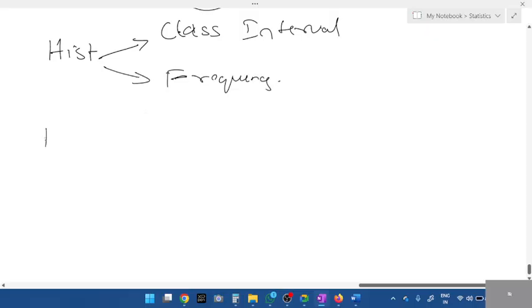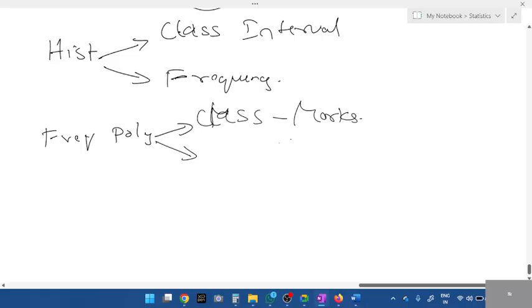For a frequency polygon, what are the two things we need? Class interval or class marks? What is required? The middle term is class marks, right? We need class marks and frequency, even for this. Class marks and frequency.